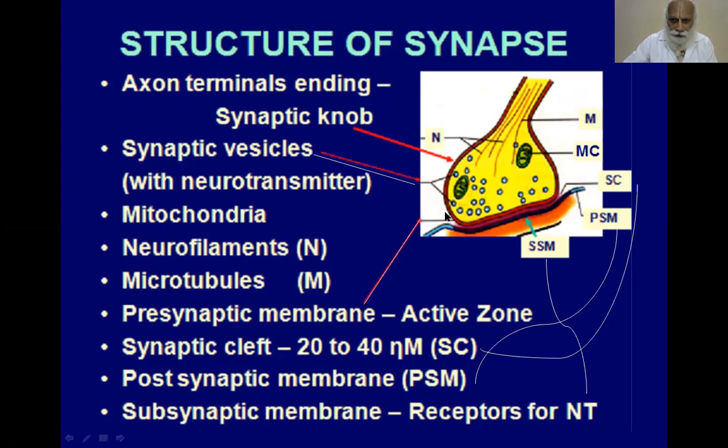Then the presynaptic membrane belongs to the presynaptic neuron, and the postsynaptic membrane belongs to the postsynaptic neuron. In between, we have the synaptic cleft, about 20 to 40 nanometers. The part of the postsynaptic membrane that is in contact with the presynaptic part is called the subsynaptic membrane. We also call the part actually taking part in the synapse the active site.